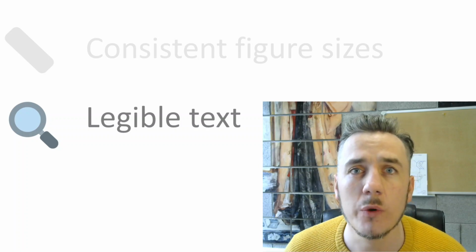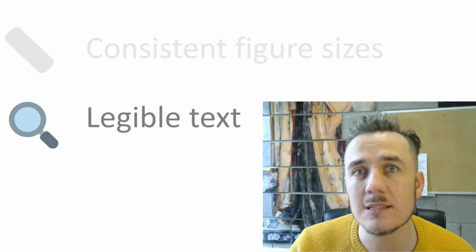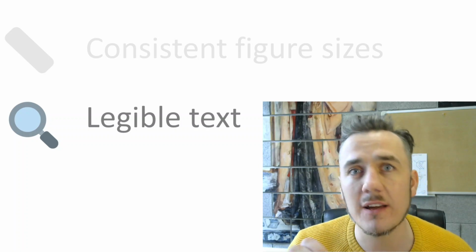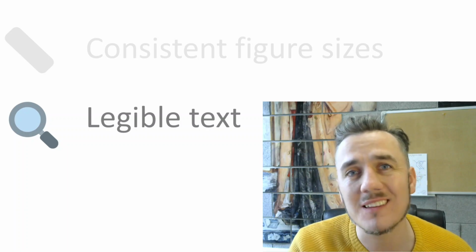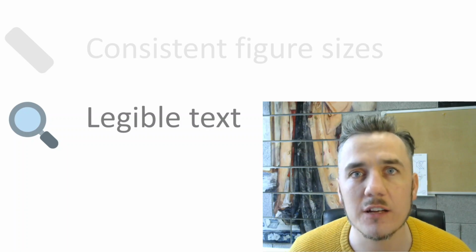Number 2, we are going to make sure that our text is consistent and is legible. We don't want the text too small. We don't want it too big. We want it the same size everywhere. So we're going to take control of that.